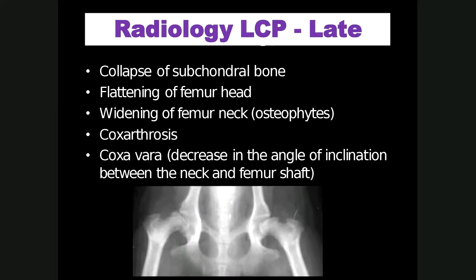With late LCP, one can see collapse of the subchondral bone with flattening of the femur head. There may be widening of the femoral necks due to osteophyte formation, which is an indication that there is arthrosis present. And then coxa vara is also present. This is the decrease in the angle of inclination between the neck and the femur shaft. So on a well-positioned VD, there should be approximately 130 degrees between the neck of the femur and the femur shaft. Coxa vara means that this angle becomes closer to 90 degrees. And I'll show this on the next slide.